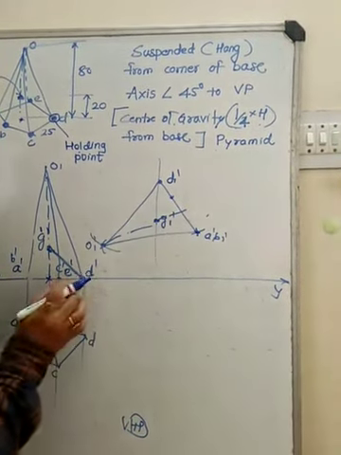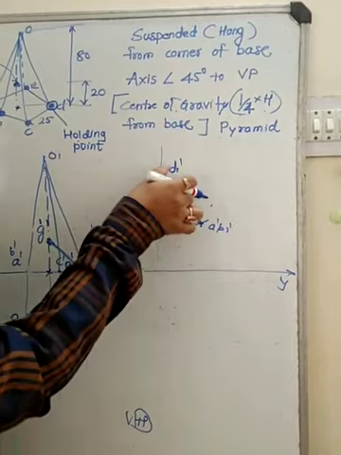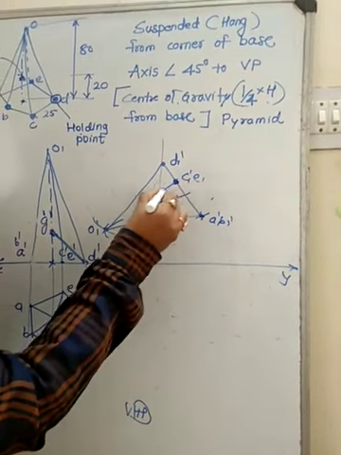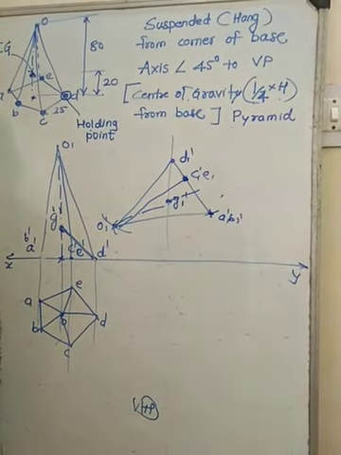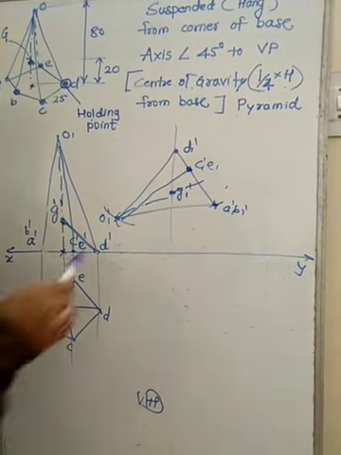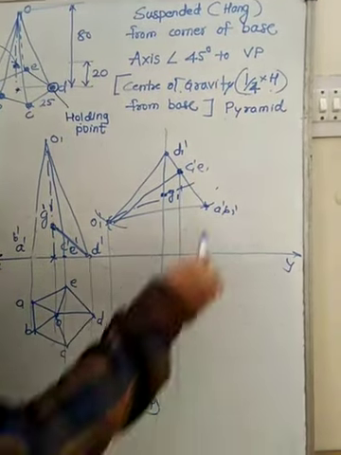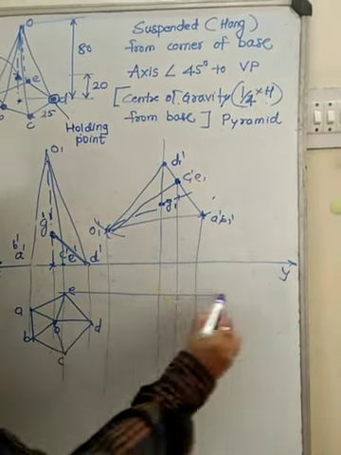and you have to mark the C and E. C and E should be here. C1 dash, E1 dash, this should be dark. So this is the new position of the solid. Now you have to draw the horizontal line.